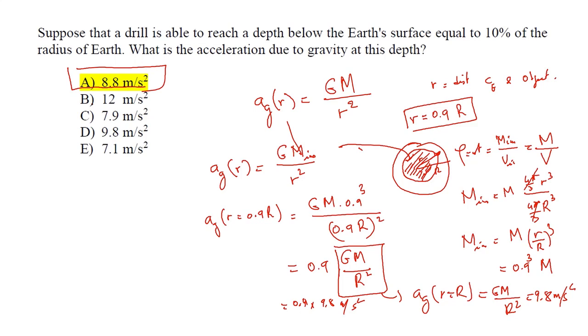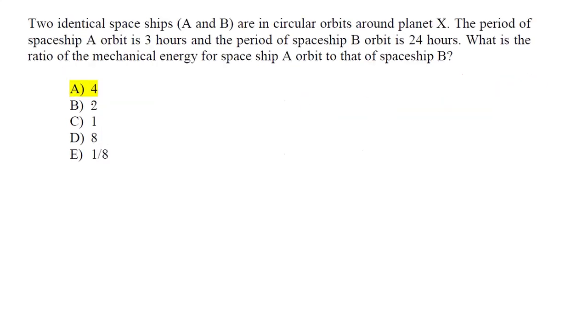Okay, now let's go to the next type of problem in chapter 13. Again, this is also in the video that I posted on Blackboard, but let me just do it again. So we have two identical ships, same mass, but they are in circular orbit.